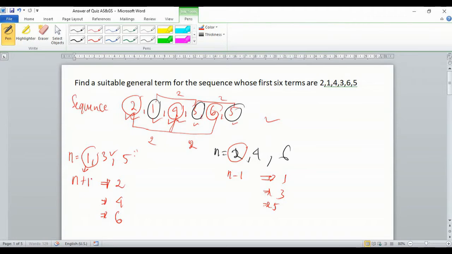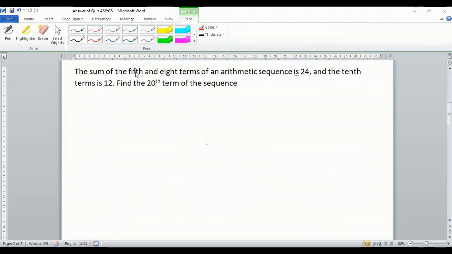So n plus 1 is for n odd, and n minus 1 is for n even. I hope you understand, everyone. So if they answer just this way, this is 0.5, and then this is just 0.5. If they cannot answer, the two of them are wrong, everyone.